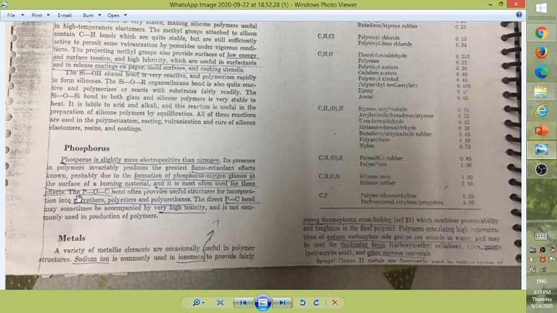The P-O-C bond often provides useful structure for incorporation into polyethers, polyesters, and polyurethanes. The direct P-C bond may sometimes be accompanied by very high toxicity and is not commonly used in production of polymers because we don't want polymer to be toxic.